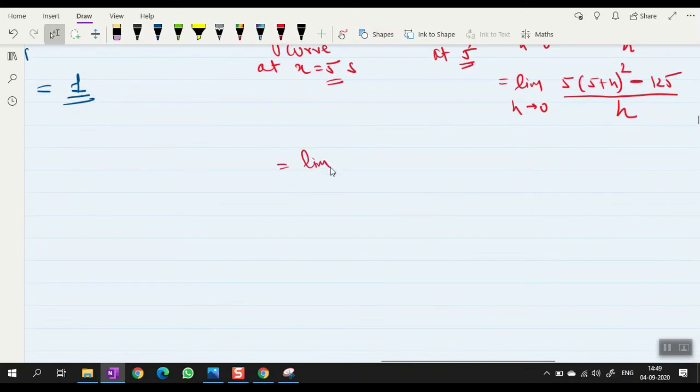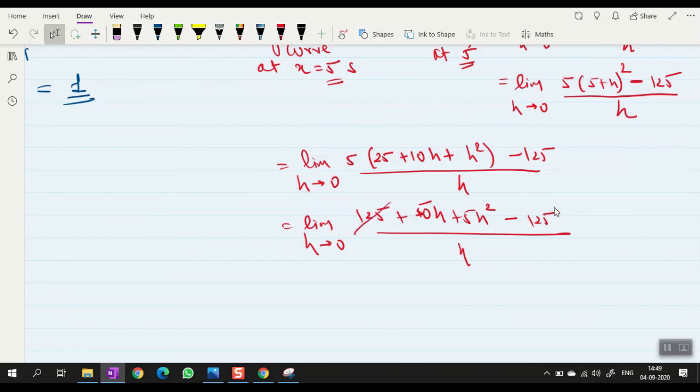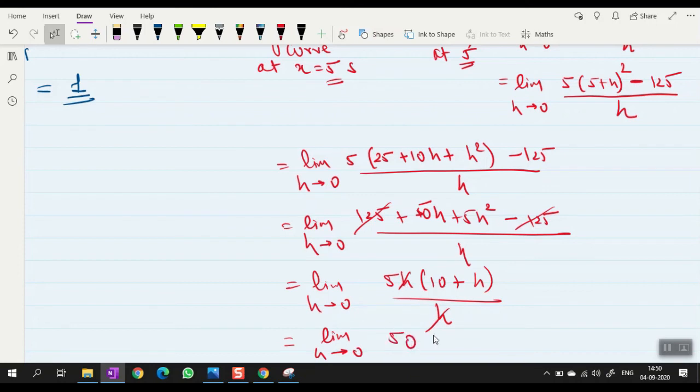So this becomes limit when h tends to 0 of 5 times (25 plus 2 into 5 into h, that is 10h, plus h square) minus 125, the whole upon h. So this becomes limit when h tends to 0 of 125 plus 50h plus 5h square minus 125, the whole upon h. We have minus and plus 125, which will cut. Over here we take 5h common, inside we are left with 10 plus h, the whole upon h. H gets cut. So limit when h tends to 0 of 50 plus 5h.